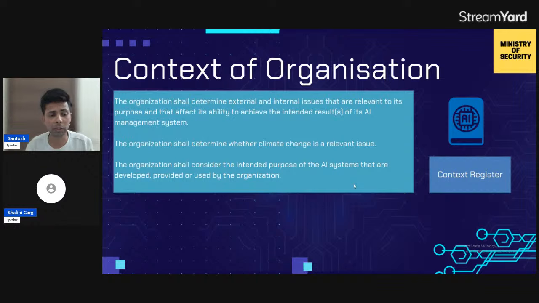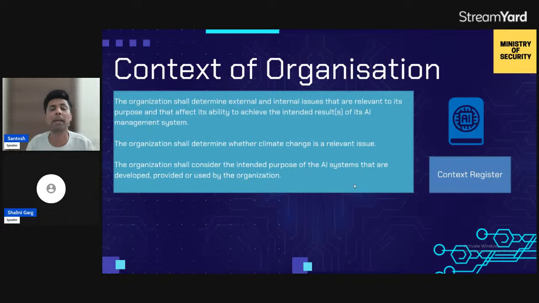So that's where you need to look into the context of the organization before you do anything. First, understand about your business. What is my business all about? What does the board and the senior management expect from this particular implementation of artificial intelligence systems? And what are the potential factors which can impact or hinder the growth of the AI systems? So you need to understand the external issues, internal issues, and the expectations of the relevant parties or interested parties.